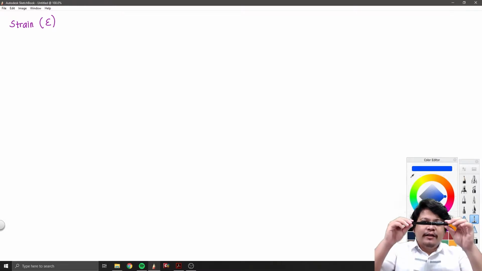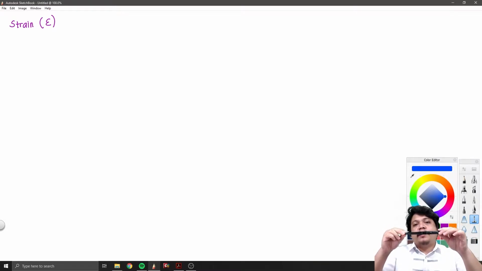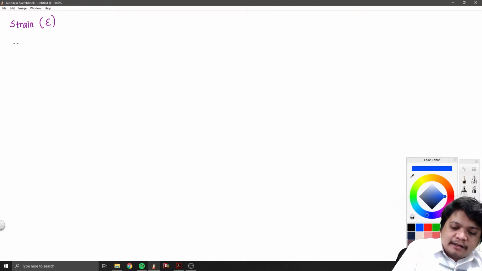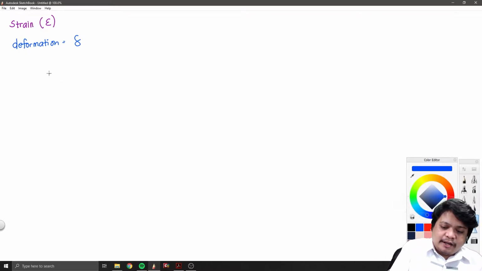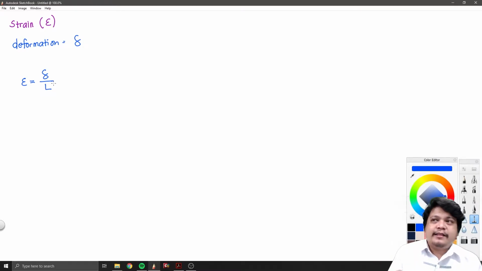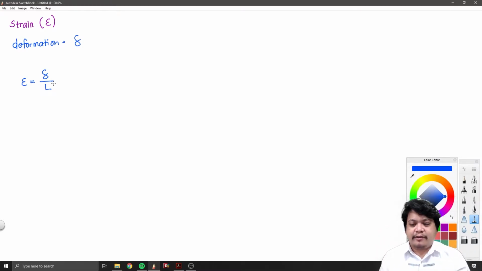For example, mayroon kang bar, tapos loaded siya by a tension, hinihila mo siya. So technically, pag sobrang hila mo dyan, kahit napakaliit lang, magkakaroon yun ng deformation, no? So yung deformation natin, we have this symbol, that is the small delta. So this is strain, meron kang original length, so that is equal to deformation over the L, the original length of the cross section, no?